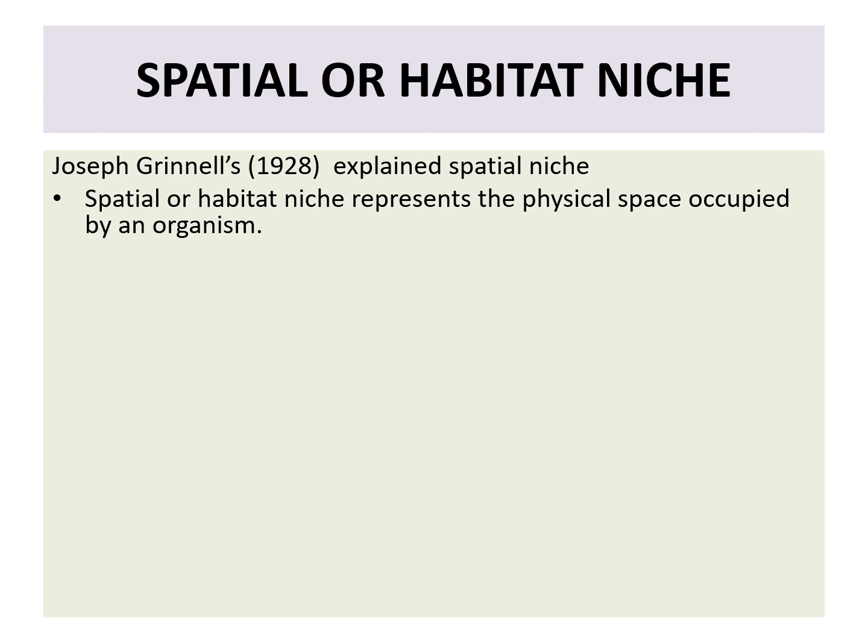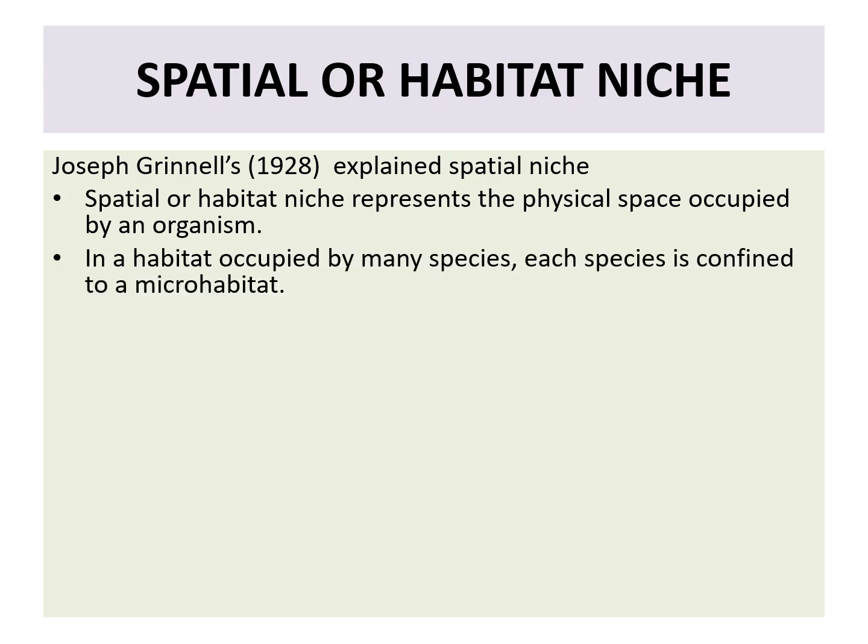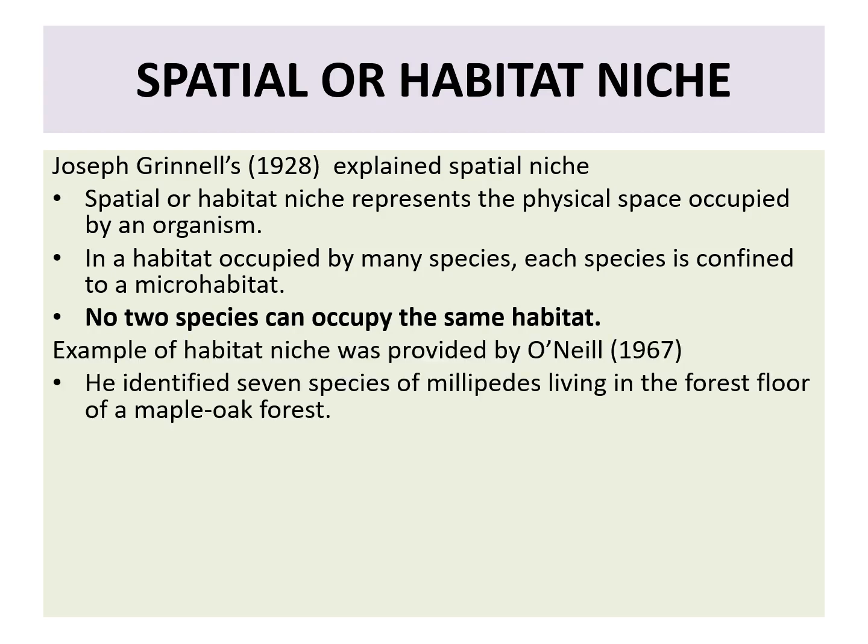Joseph Grinnell explained the spatial niche, or habitat niche, as representing the physical space occupied by the organism. It is a habitat occupied by many species. Each species is confined to a microhabitat. No two species can occupy the same habitat. An example of habitat niche was provided by O'Neill also.